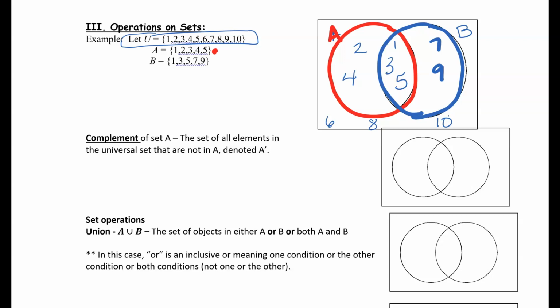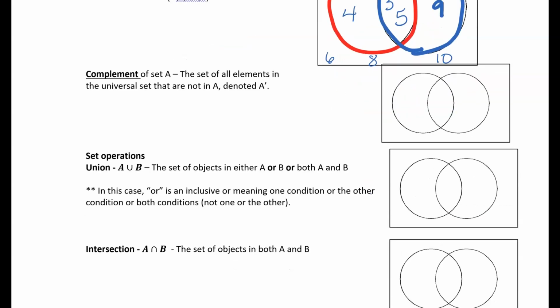Now let's talk about the operations. The first operation is called the complement. The complement of set A, which you write like this, is just all the elements not in A. When I see this apostrophe, I just think of the word not.